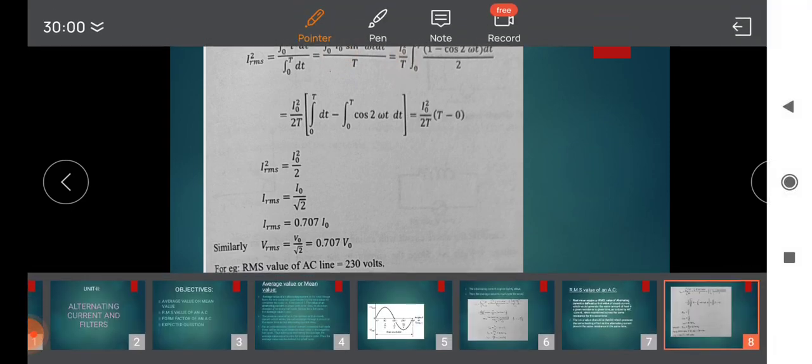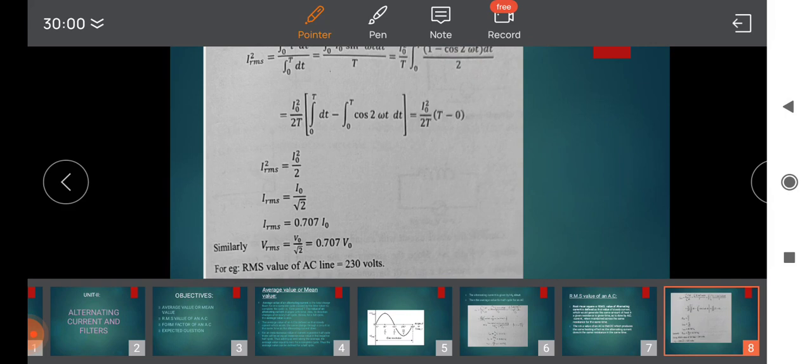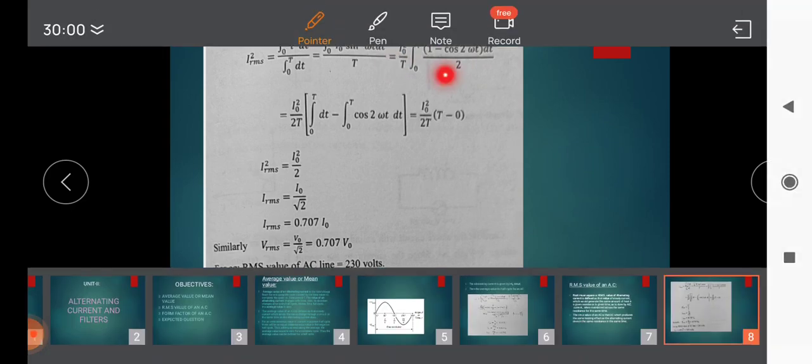Here I naught square, which is the constant term, is taken outside the bracket. Here sin square omega t can be written as 1 minus cos 2 omega t divided by 2. This is the formula, into dt, integrate with respect to t. And next, here I naught square by 2T is taken outside the integral.